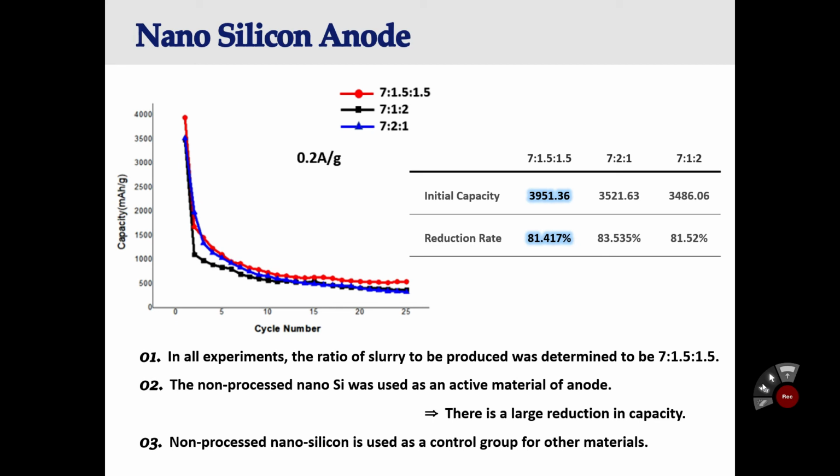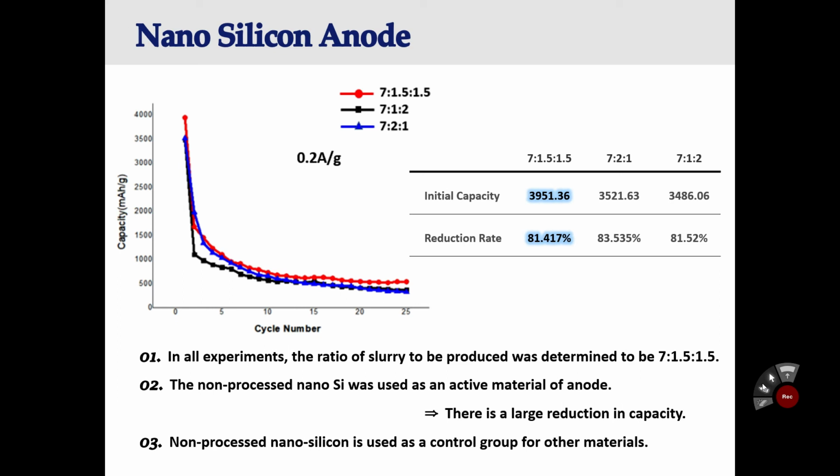For the initial capacity, the 7 to 1.5 ratio was 3951.36 milliampere-hours per gram. The 7 to 1 ratio was 3521.63 milliampere-hours per gram. And the third was 3486.06 milliampere-hours per gram. The capacity reduction was 81.417%, 83.535%, and 81.52% for each ratio. Therefore, the first ratio was the most efficient, and the capacity reduction was the smallest.